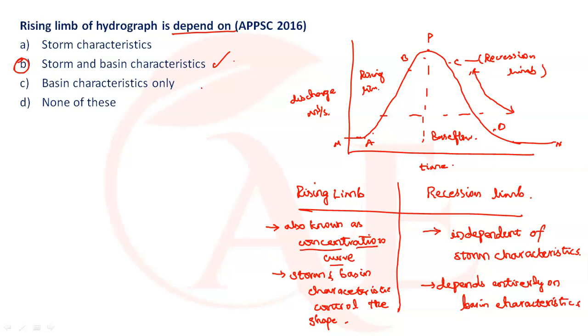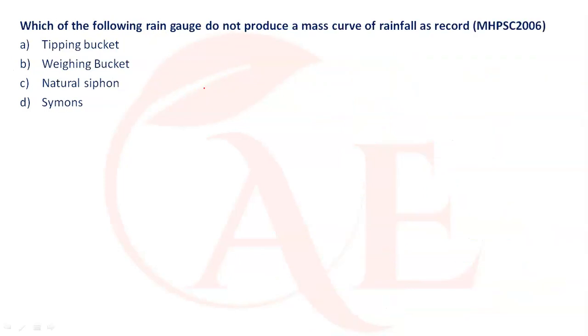We can move to the next question. Which of the following rain gauges does not produce a mass curve of rainfall as record? Symons gauge also produces a mass curve, natural siphon also produces, weighing bucket also produces. So this is the one which does not produce a mass curve of rainfall as a record. So tipping bucket, option A is the correct answer.